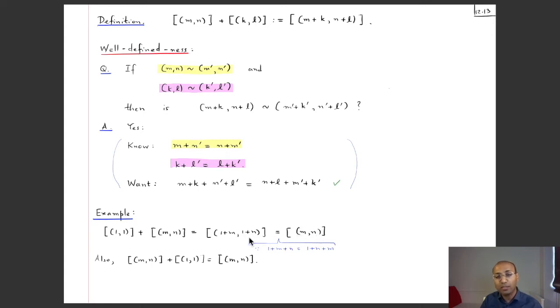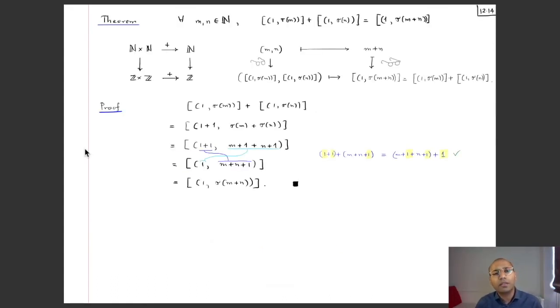Well, two equivalence classes will be the same if this element in here is equivalent to this one. So the real question is: is (1+m, 1+n) equivalent to (m, n)? To check whether this is true, we have to find out if 1 + m + n is the same as 1 + n + m. And of course this is true because of the various laws of addition. So indeed this integer added to this one is equal to [(m, n)]. So this indeed serves as the identity element with respect to addition, in the sense that if I add that to any integer, I get the same integer that I started off with.